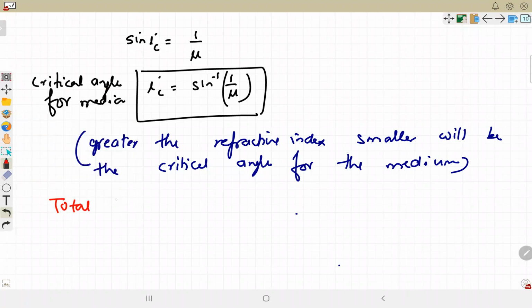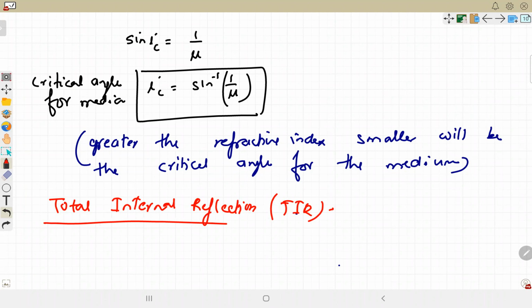The total internal reflection की दो condition आ गई. Under these two conditions, there will be TIR. Short form में TIR बोलते हैं. जब light denser से rarer में जा रही हो, when light is going from denser to rarer and angle of incidence is greater than critical angle of the pair of media, then that is completely reflected back into the same medium, and this phenomenon is called total internal reflection.